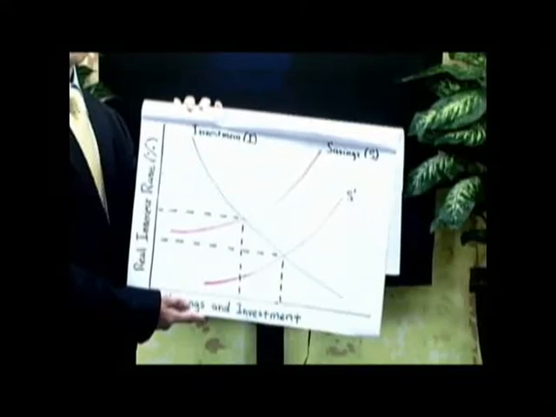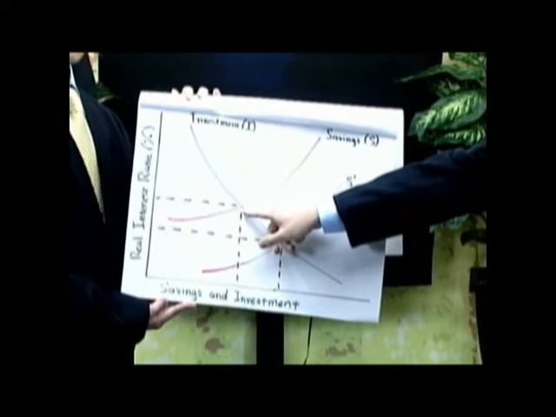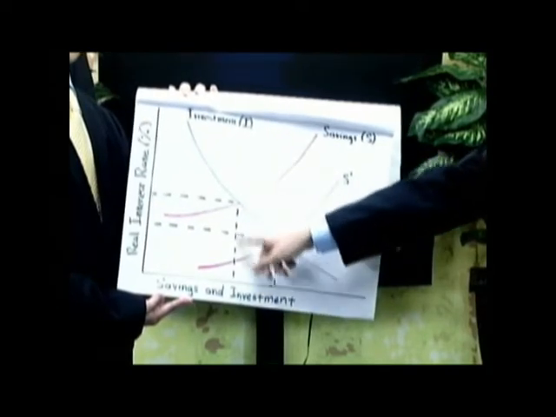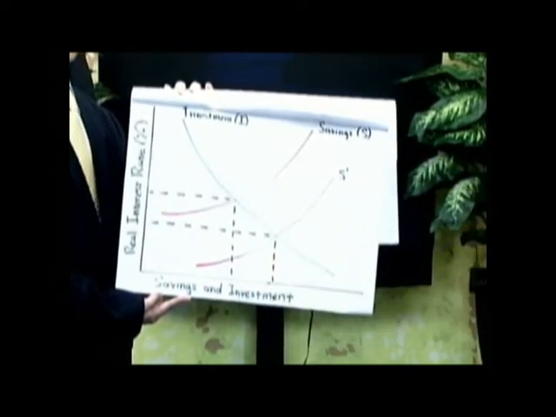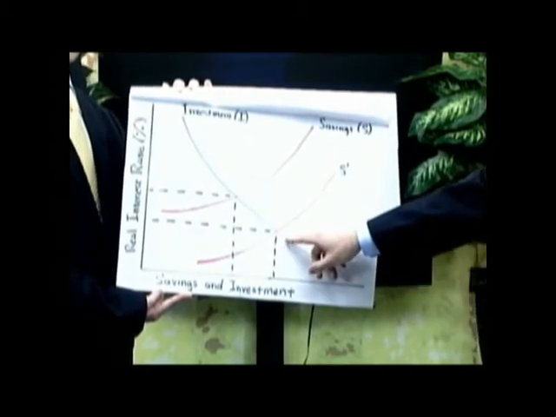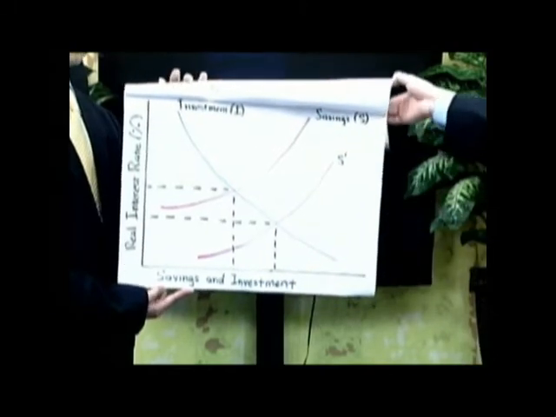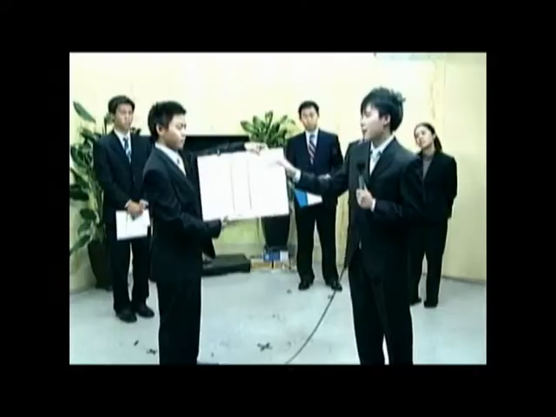Savings and investment. Basically, right now, we are at this real interest rate and this level of savings and investment. But with an increase in savings, we're at a new equilibrium with greater savings and investment and a lower real interest rate. So let's refer to a second graph that we prepared.